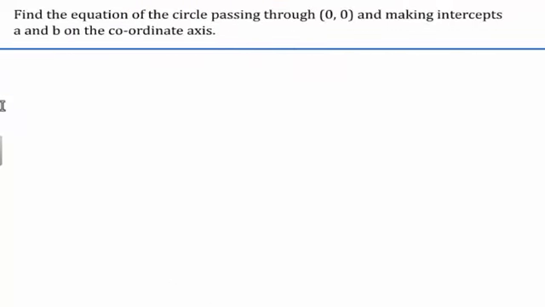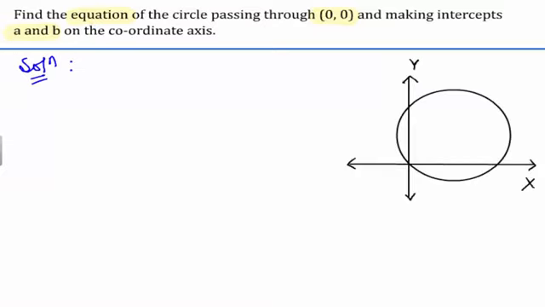In this question, we have to find the equation of the circle passing through the point 0, 0 and making intercepts A and B on the coordinate axis. Let's begin with the solution, and first let us draw the figure from the given data. Suppose this is the figure such that the circle passes through the point 0, 0 and makes intercept A with the x-axis and B with the y-axis.